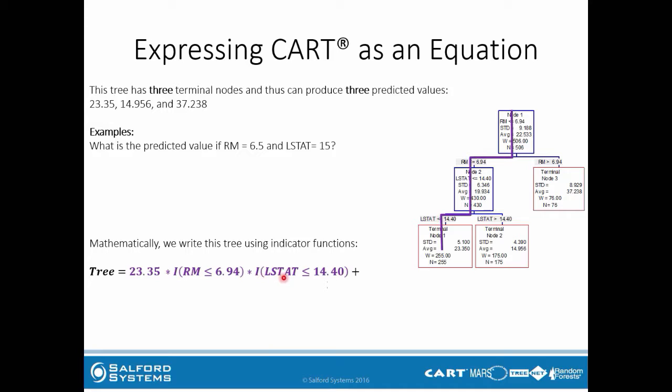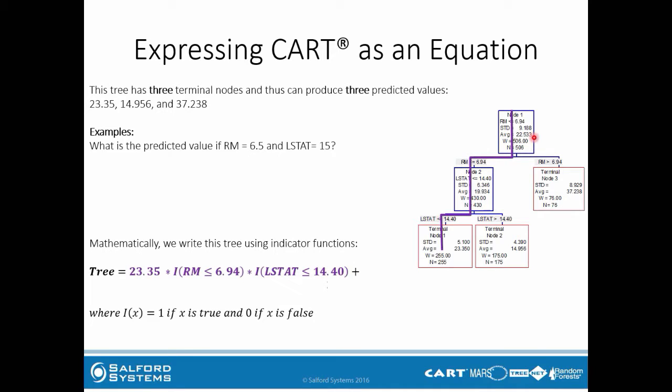Multiplied by I of Lstat less than or equal to 14.4, which is what we see here. So both of these conditions have to be satisfied in order for the predicted value to be 23.35. And this is the exact same thing we did in the previous example, except for now we just have more nodes.